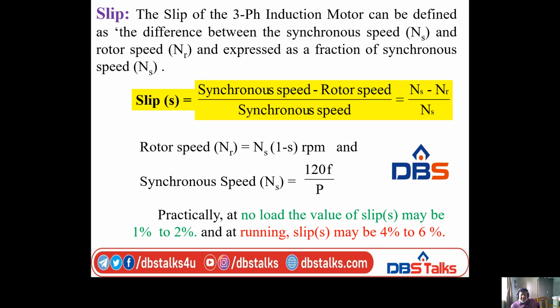Suppose at rated condition Nr is equal to Ns. What is the slip? (Ns minus Ns) by Ns, that is 0. Slip is 0. Now the range of slip: what is the range of slip of a three-phase induction motor? Minimum value is 0, maximum value is 1, for the three-phase induction motor only.